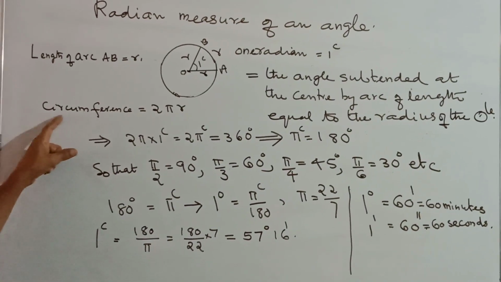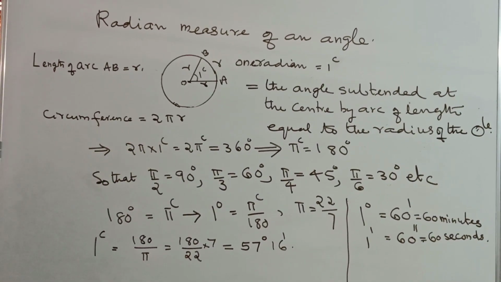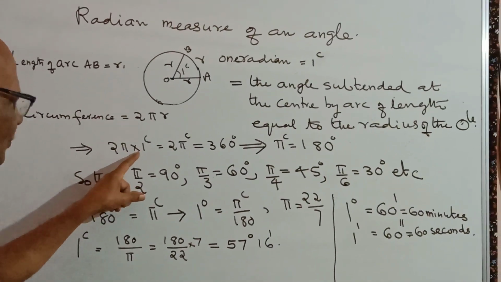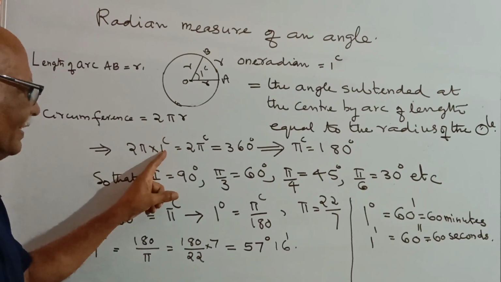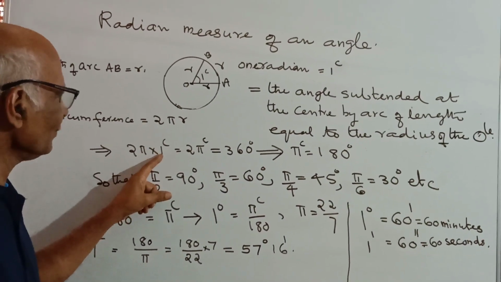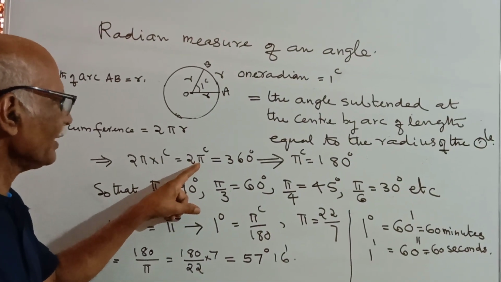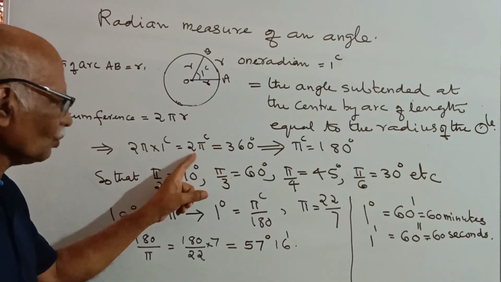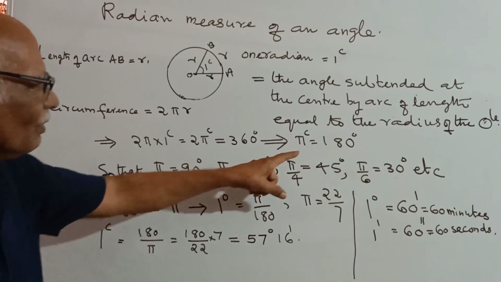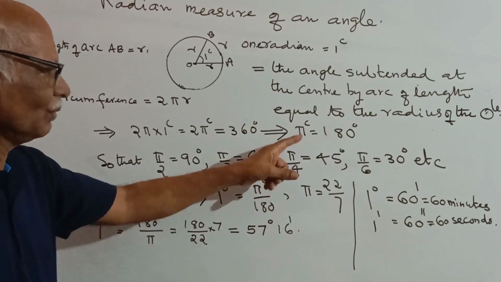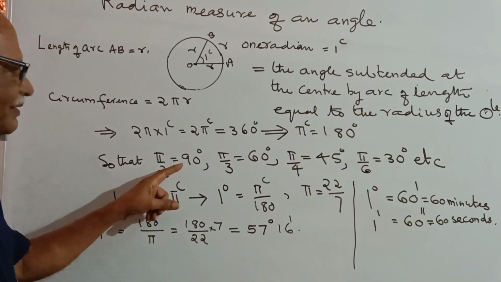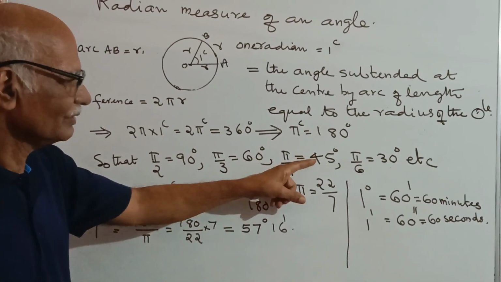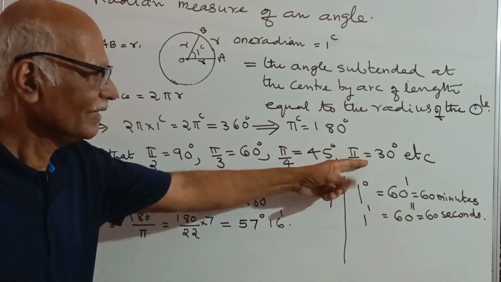Now we can see the circumference of a circle is 2 pi r. The radius is r, the circumference is 2 pi r. Now 2 pi into r means 2 pi into 1 radian, which will give you 2 pi radians, and that is 360 degrees. So 2 pi radians is 360 degrees, or pi radians is 180 degrees. It's an important result. So pi by 2 is 180 by 2, it is 90. Pi by 3 is 60. Pi by 4 is 45. Pi by 6 is 30 degrees, and so on.